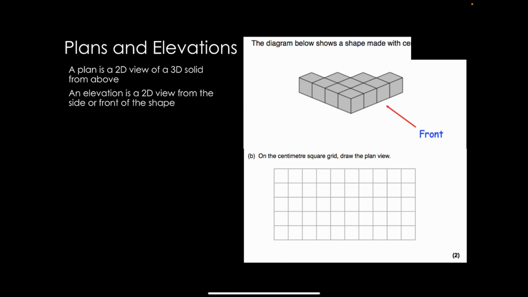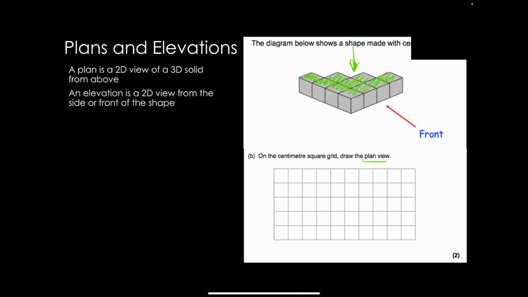So this is a very short lesson. It says here, the diagram below shows a shape made with centimetre cubes. On the centimetre square grid, draw the plan view. The plan. Remember what I said, the plan is always looking down. So what you actually need to draw is this section here. This whole top section there.